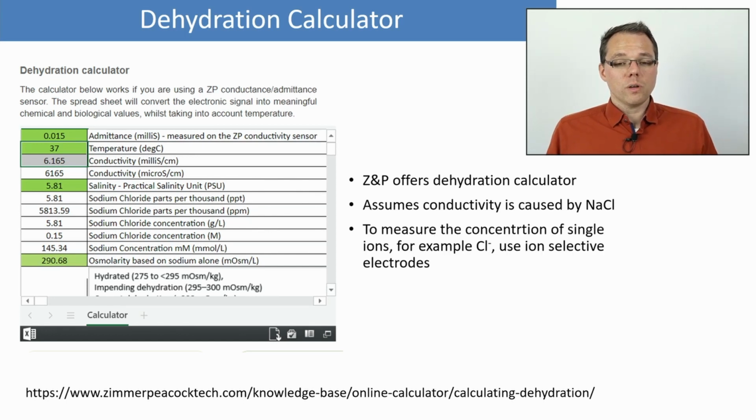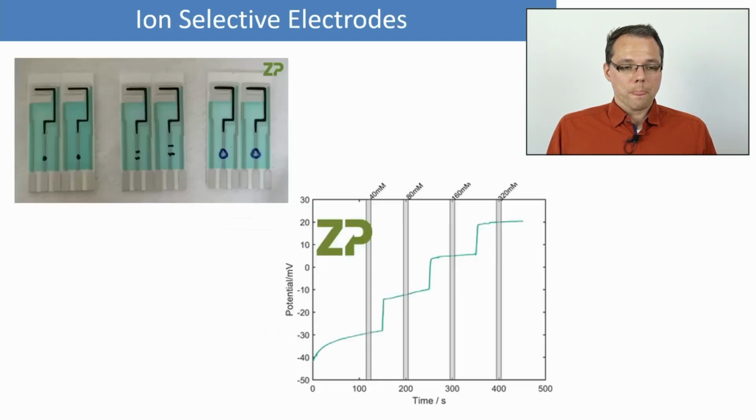If you actually want to measure the real chloride concentration or real sodium concentration, you would have to work with an ion selective electrode. Zimmer and Peacock, of course, also has a solution for that, for the ion selective electrodes.